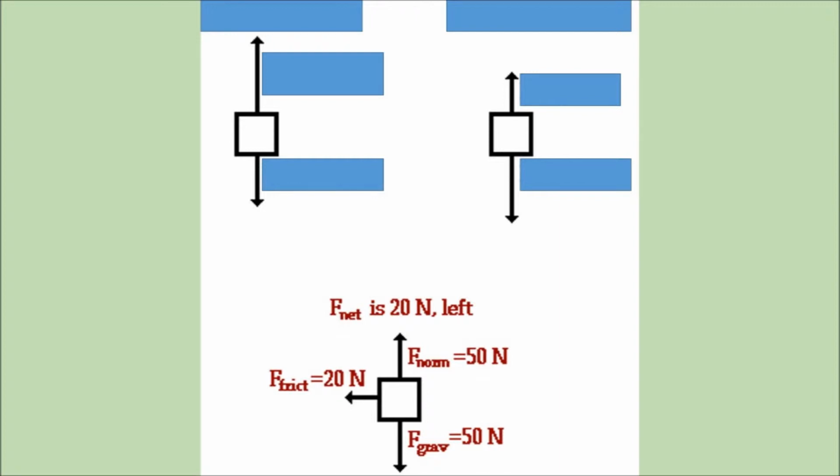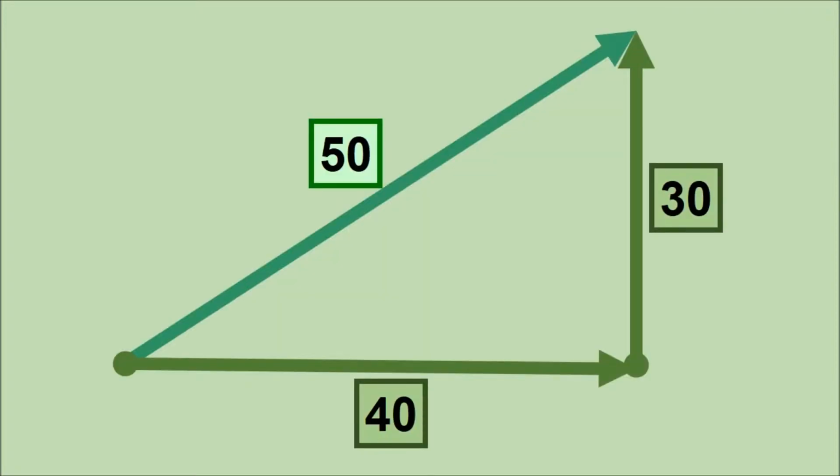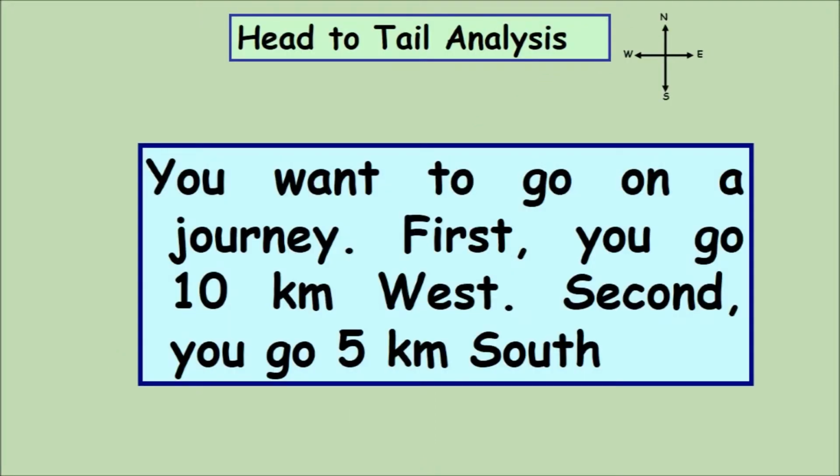Now, the next one, a very simple vector system: 3, 4, 5, with 30, 40, 50, 300, 400, 500. So 3, 4, 5 would be a special case.